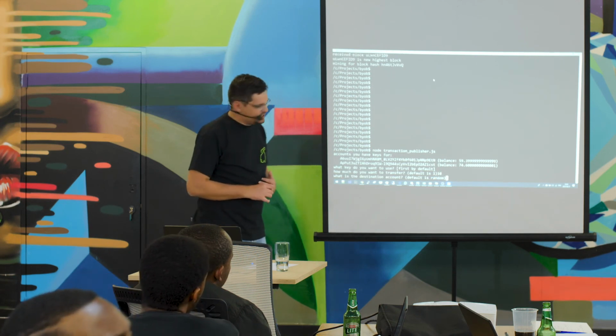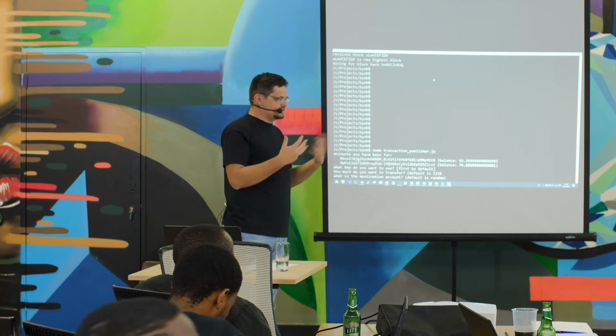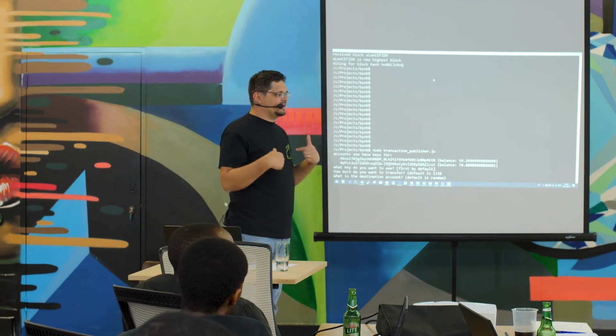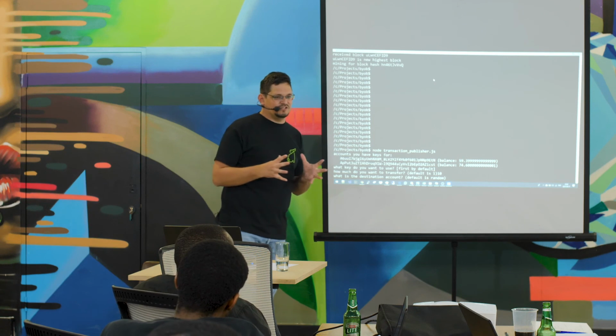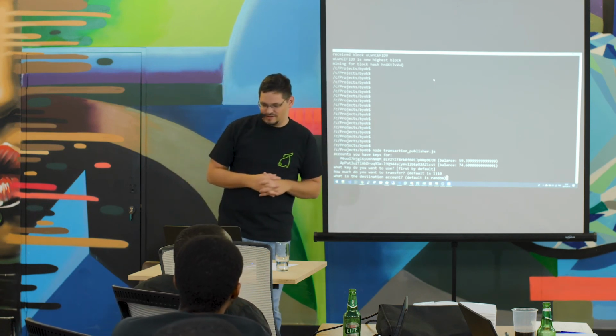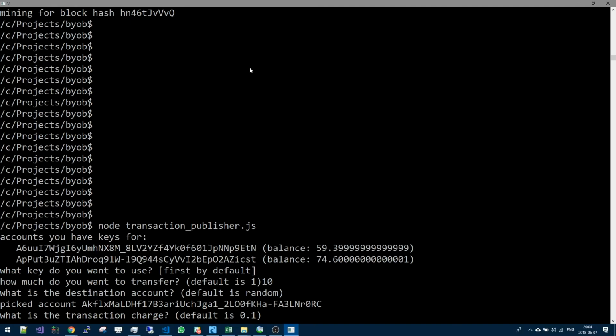And what's the destination account? Now the default is random. It's got a list of all the accounts that exist already. It can be anything actually, because a public key doesn't need to exist anywhere for you to be sent it. If you send it to a random number of bytes, you have destroyed some bitcoins effectively, or some rabbit coins. So I'm just going to say random.